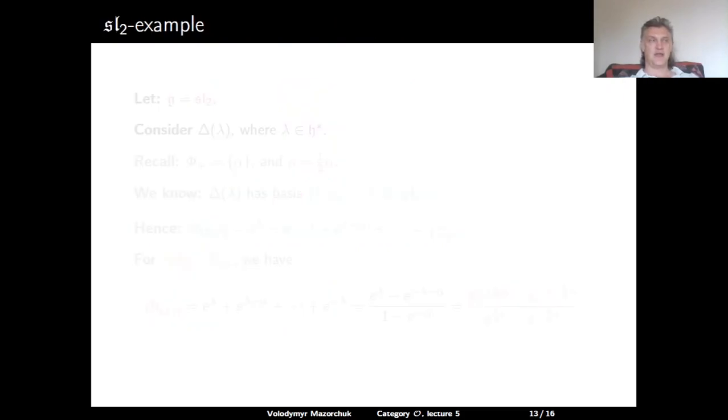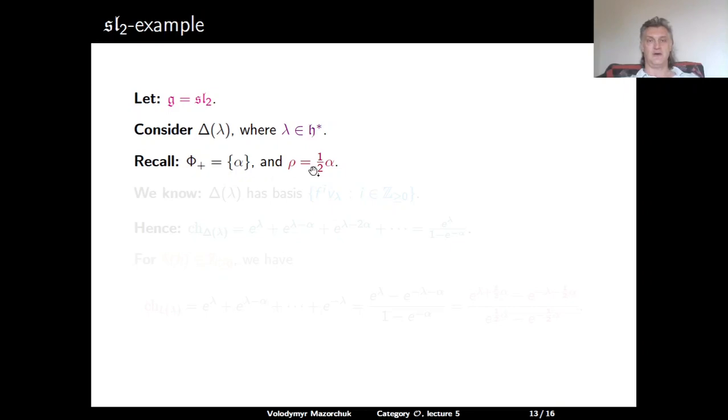So let's consider the SL2 example. If we take G to be equal to the algebra SL2, then we have the Verma modules over this algebra, delta lambda, where lambda is a weight. And we recall that we have only one positive root, alpha, and that the element rho is 1/2 of alpha. So we know that the Verma module delta lambda has a basis consisting of the elements f to the power i v lambda, where v lambda is the canonical generator of the Verma module and i is a non-negative integer.